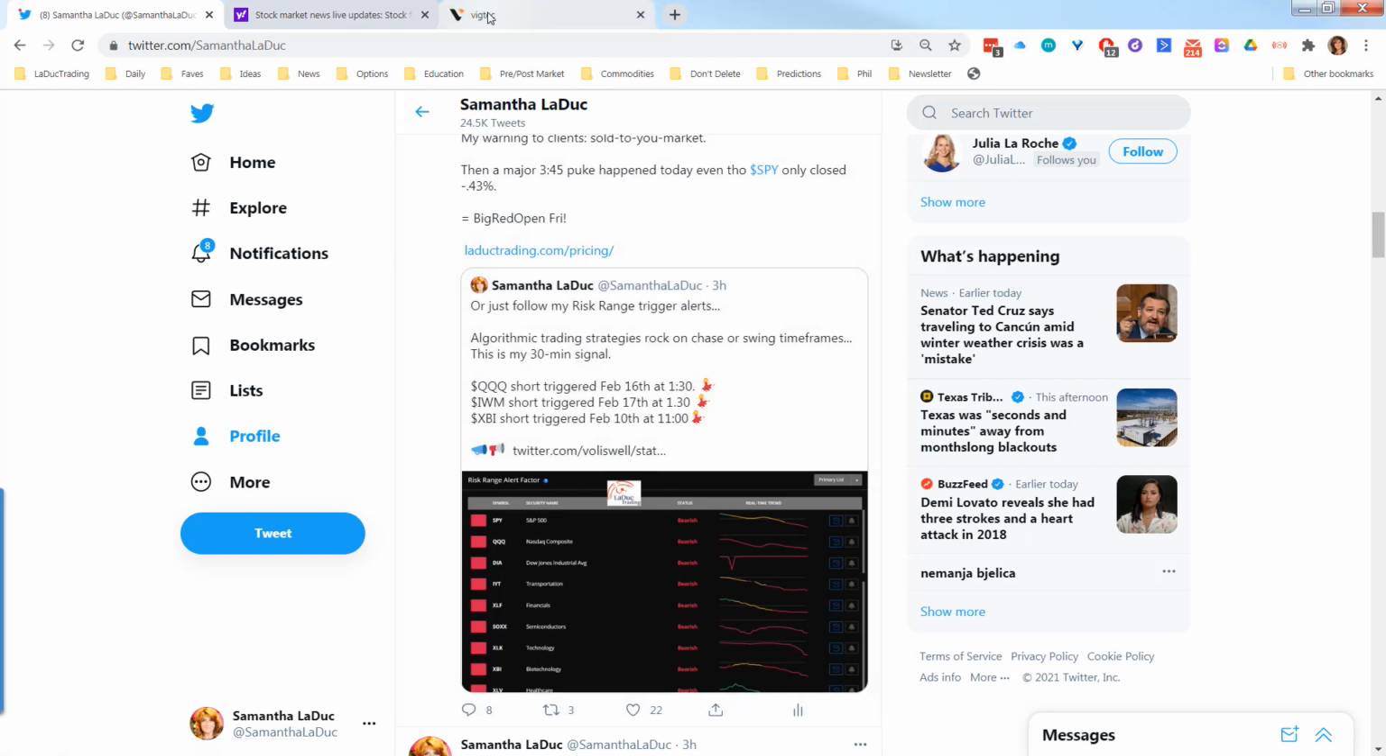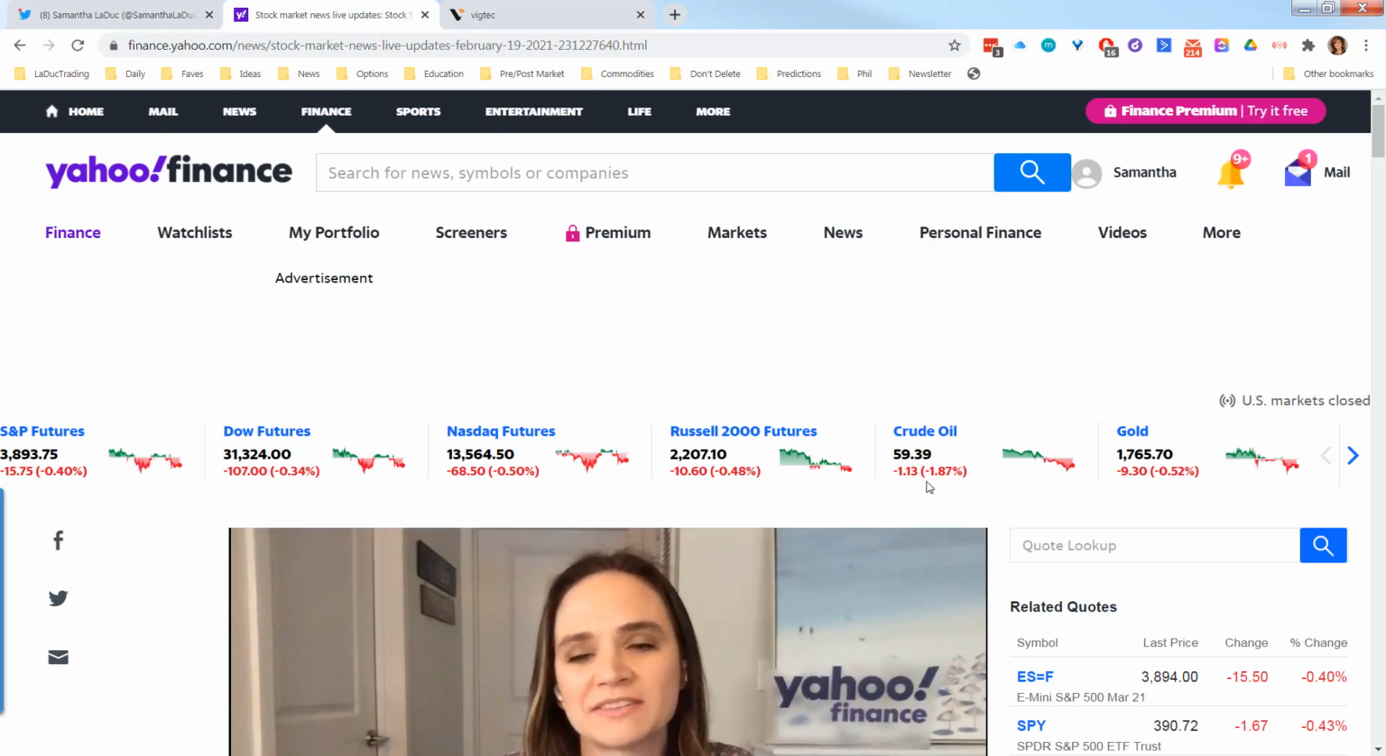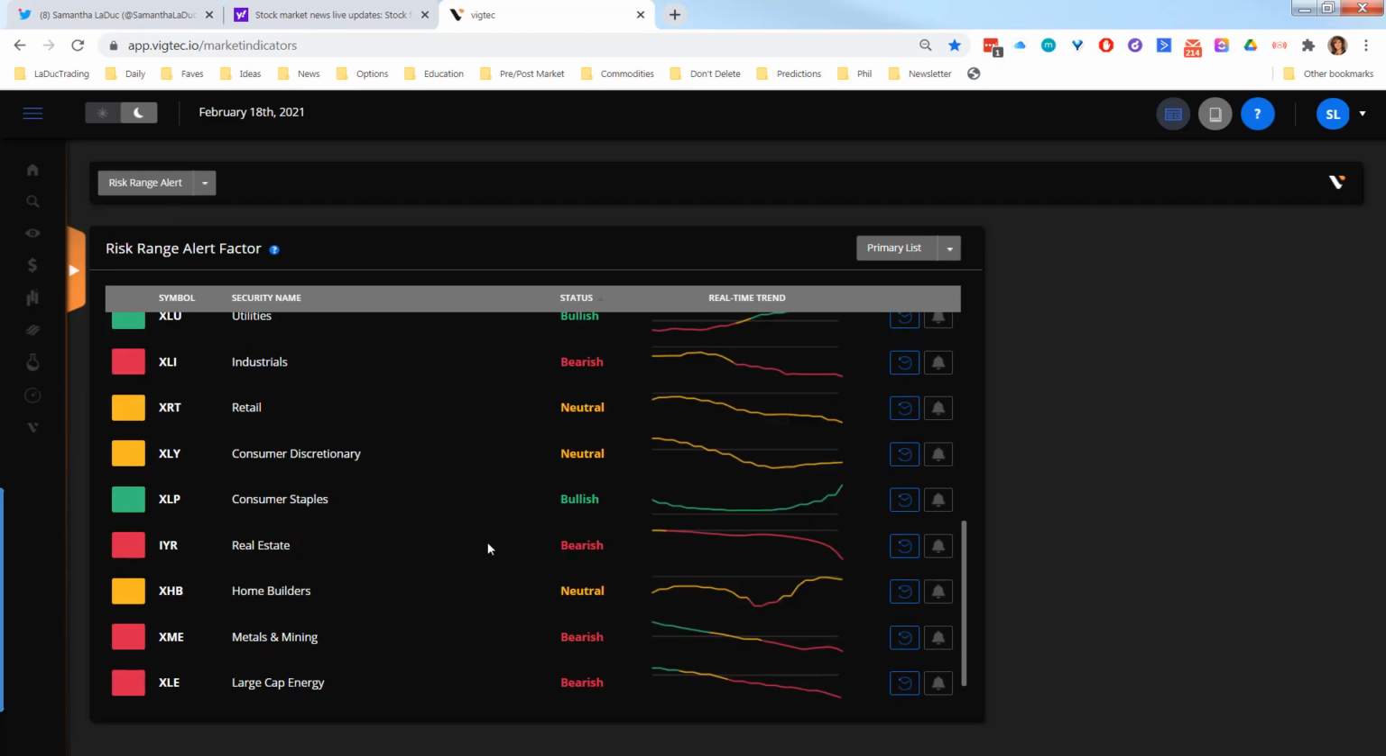I am expecting a red open tomorrow. And so far futures are showing that out to be pretty weak, but we'll see. Anything can happen by morning. This is the risk range alert feature. And again, what was very bullish today were staples. And you could see that. I mean, you can bring that up on your screen. Stuff that was neutral, so far, retail, consumer discretionary, and home builders.